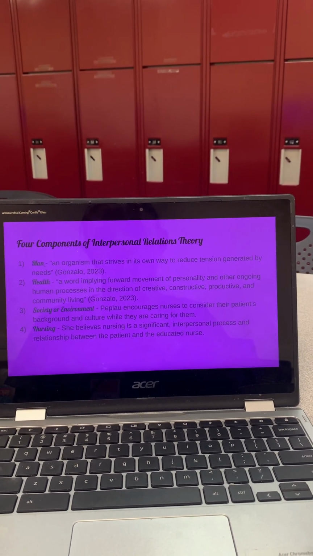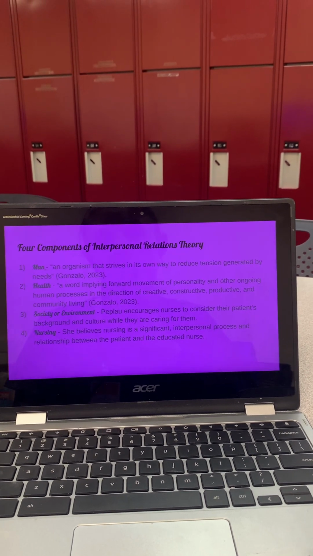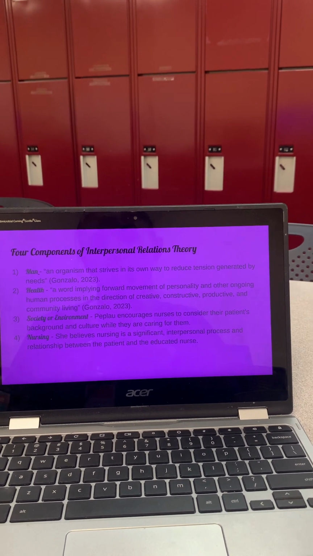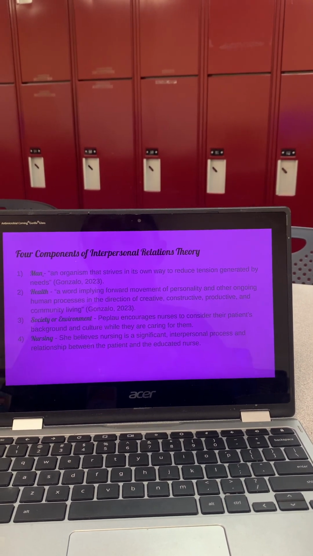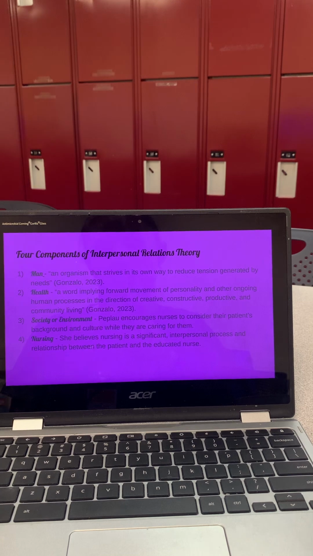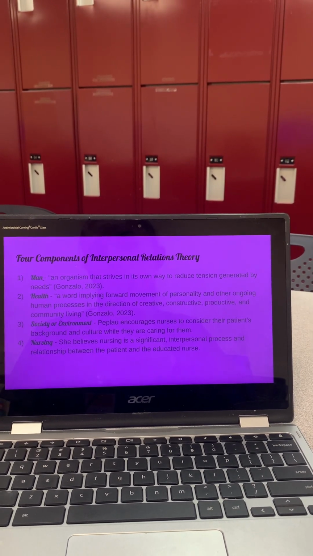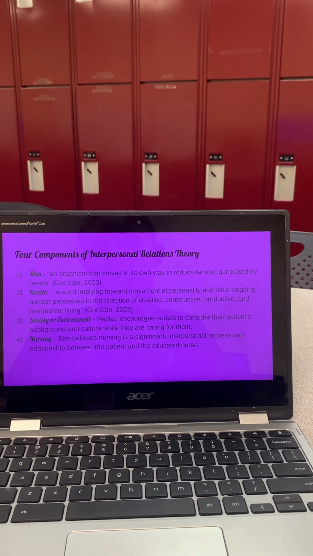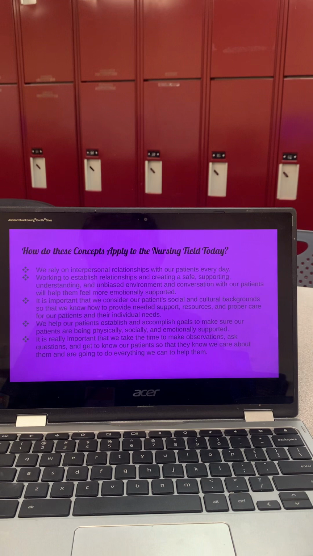And then second, health, which she defines as a word implying a forward movement of personality and other ongoing human processes in the direction of creative, constructive, productive, and community living. And then society or environment, where she encourages nurses to consider their patient's background and culture while they are caring for them. And the nursing, which she believes is a significant interpersonal process and relationship between the patient and educated nurse.